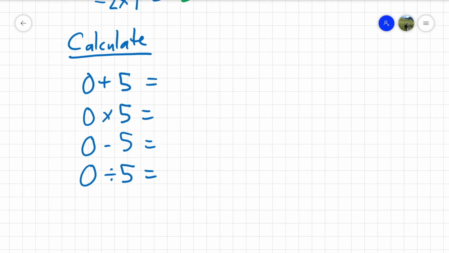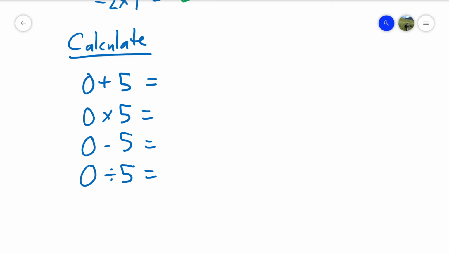Have a go in your own time. Join me back when you're ready. Okay, 0 plus 5 is just 5, because you're just adding them together. The 0 doesn't have any effect.